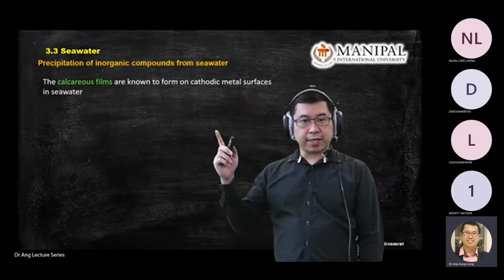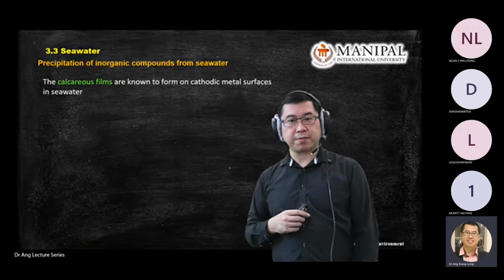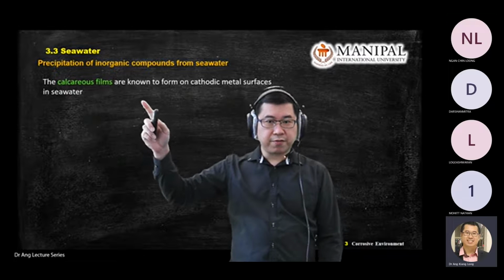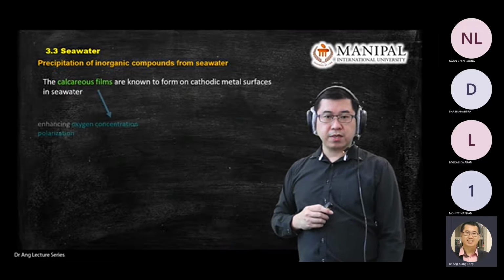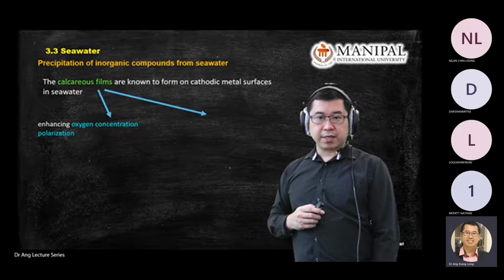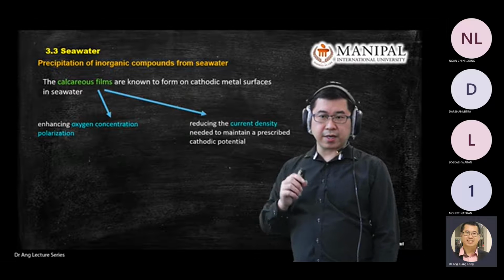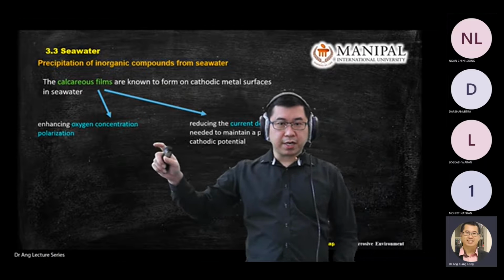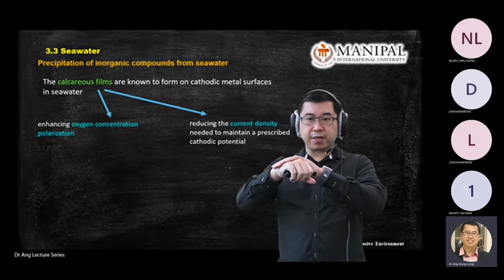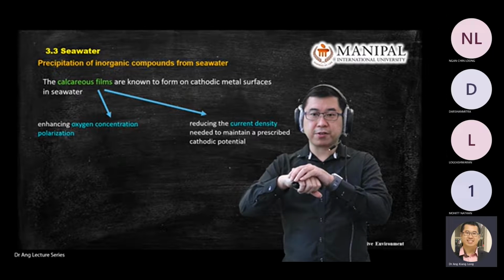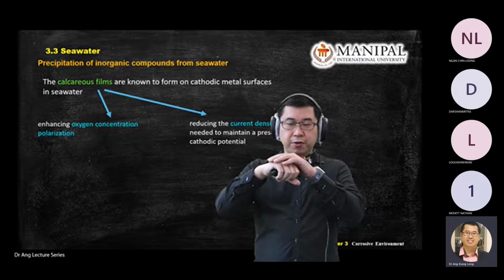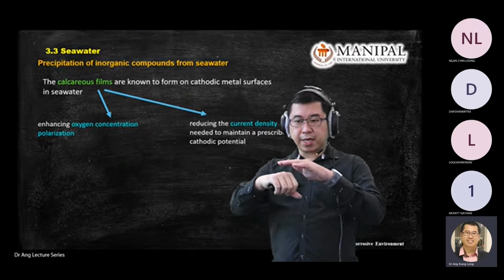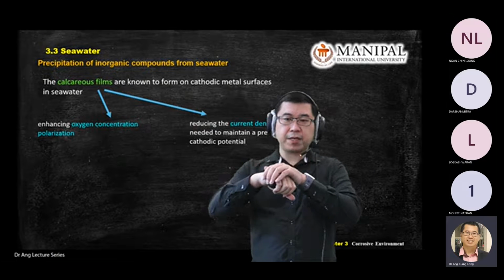Next, we talk about precipitation of inorganic compounds from seawater, something called calcareous flume in seawater. What is calcareous flume? Later, I'll show you one microscopic image. So what does this flume do? Flume is a layer above an object's surface. If you put an element inside seawater for a period of time, then it will form a flume above the surface.